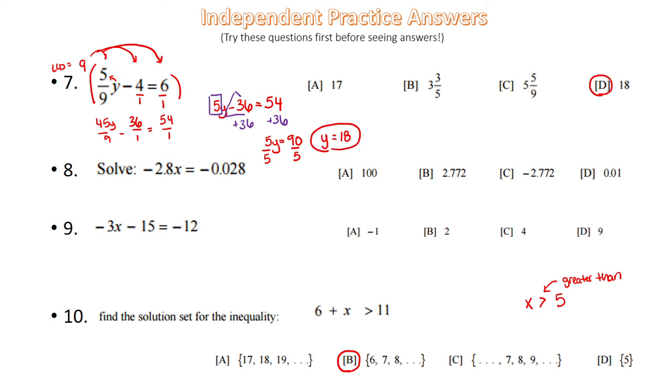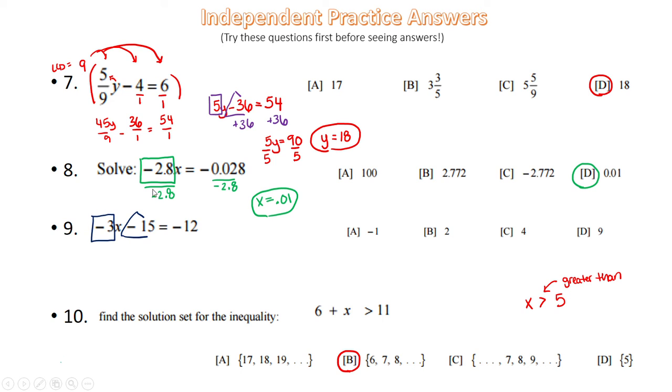So 90 divided by 5 is 18. Number 8, we only have a rectangle, so we're going to divide both numbers by negative 2.8, which gives us a positive 0.01. Number 9, we're going to set up our rectangle and triangle.